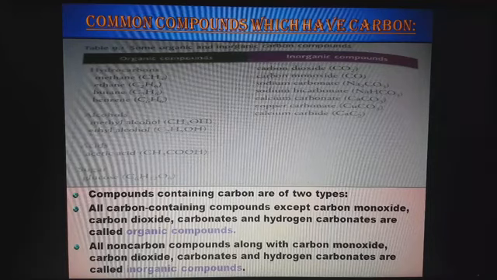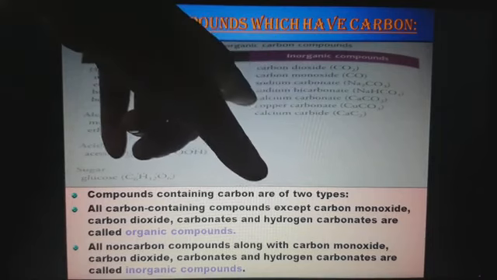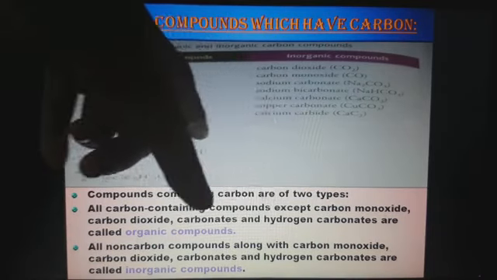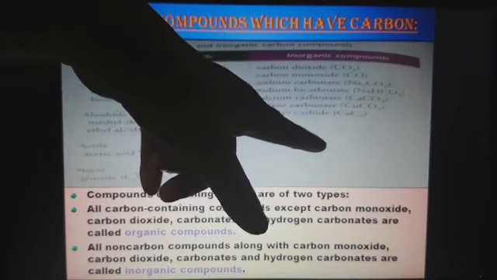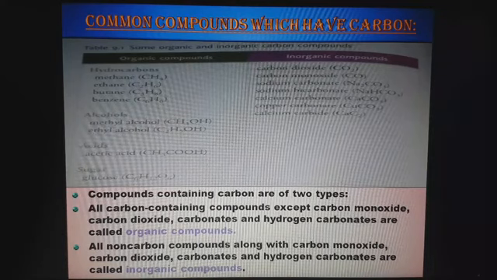Then inorganic compounds: carbon dioxide, carbon monoxide, sodium carbonate, sodium bicarbonate, calcium carbonate, copper carbonate, calcium carbide. All these examples you can see here are examples of the inorganic compounds in which carbon is found in a combined state. All the hydrogen carbonates, or you can say bicarbonates, and carbonates are carbon containing compounds which are inorganic compounds. Now let us see the definition of organic and inorganic compounds.